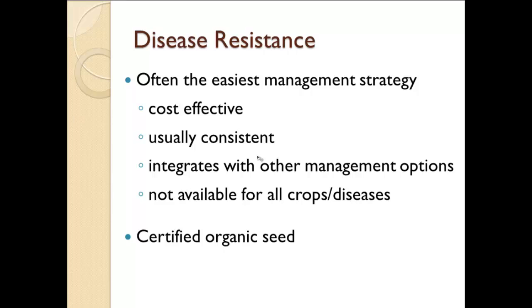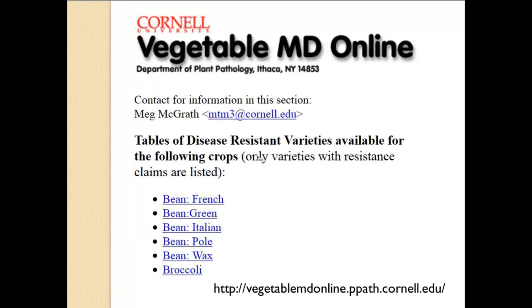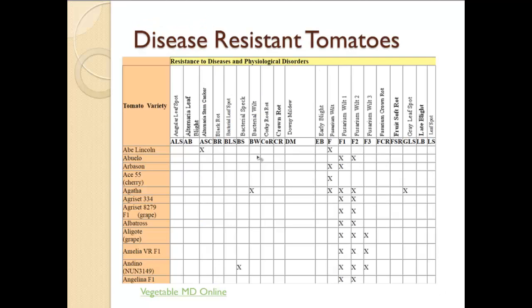So we're somewhat limited. To help you figure out possibilities for disease resistance, there are some resources. One that I find particularly helpful is the Vegetable MD Online that comes out of Cornell. If you do a Google search for that, you can find it. It may have lists of different vegetables, for example, and you click on there, and it will give you a table that looks something like this. So this is for tomatoes, looking at different varieties, and it will tell you what particular diseases an individual variety is known to have resistance towards.